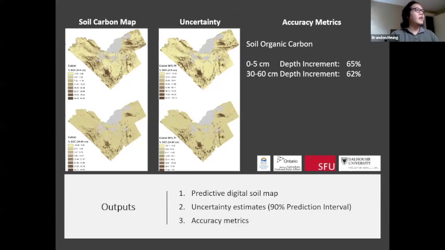And lastly, we need accuracy metrics. We need to be able to measure how good our maps are. There are many different types of metrics, but the one that I generally focus on is concordance. This metric quantifies the amount of agreement between observed and predicted values. So in this case, we have accuracies of 65 and 62%, which is actually quite good.